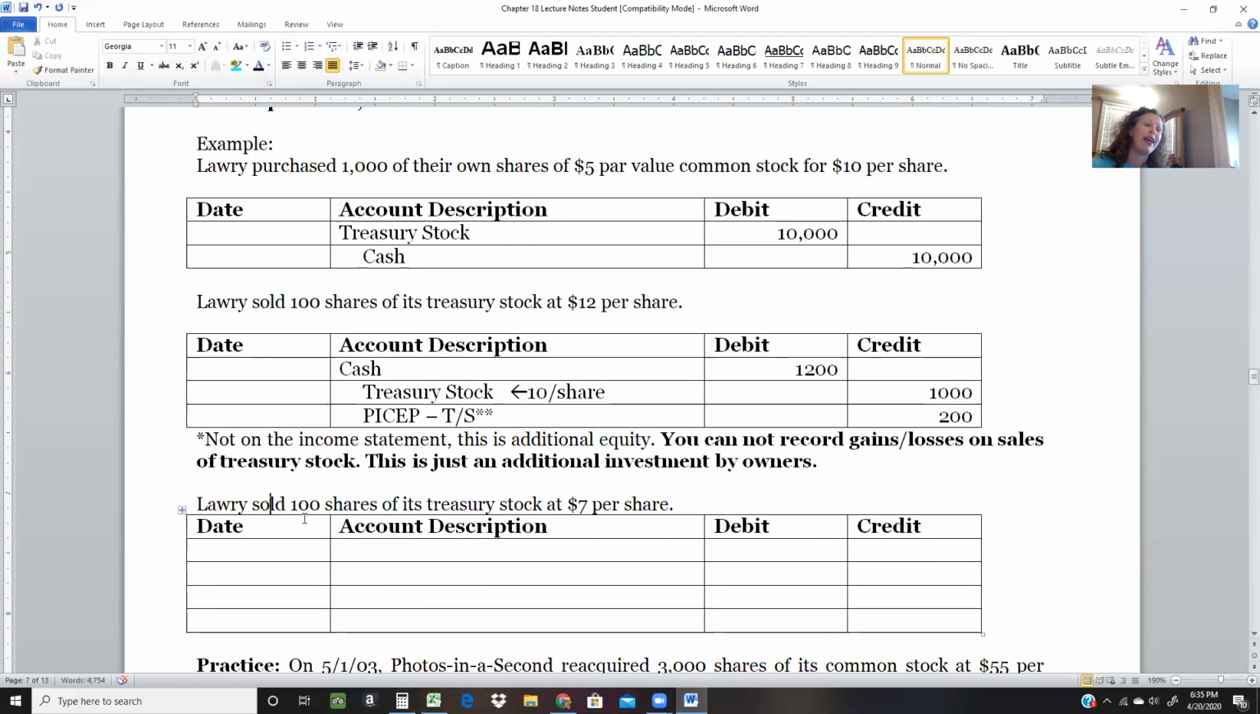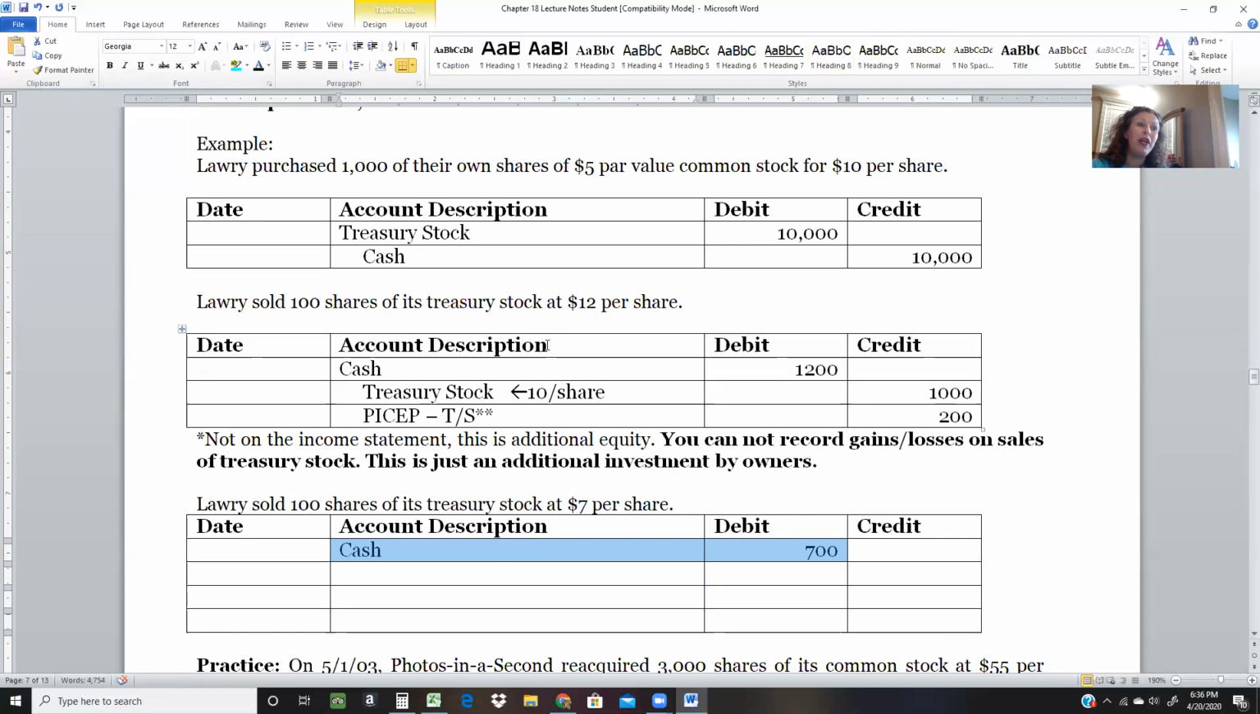So now let's go ahead and sell 1,000 shares at $7 a share. This is a good one. We're going to sell shares in the market, 100 shares at $7 a share, so we're going to bring in cash of 700. What it feels like is a loss, because when you bought them out of the market, you paid $10 a share and now you're selling them for $7.